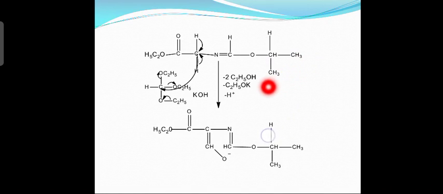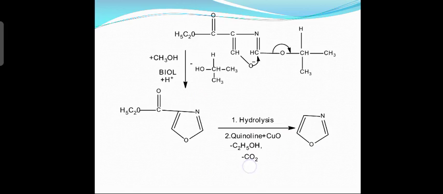So this will eliminate two ethyl alcohol molecules, potassium ethoxide and H plus ions in the presence of potassium hydroxide, to give this product, by the shifting of electrons and then bond cleavage. Now this will result in this product. This will combine with methyl alcohol and then H plus, and then undergoes hydrolysis. So this product on hydrolysis in the presence of quinoline and copper oxide, with the elimination of a molecule of ethyl alcohol and carbon dioxide, finally you get oxazole.